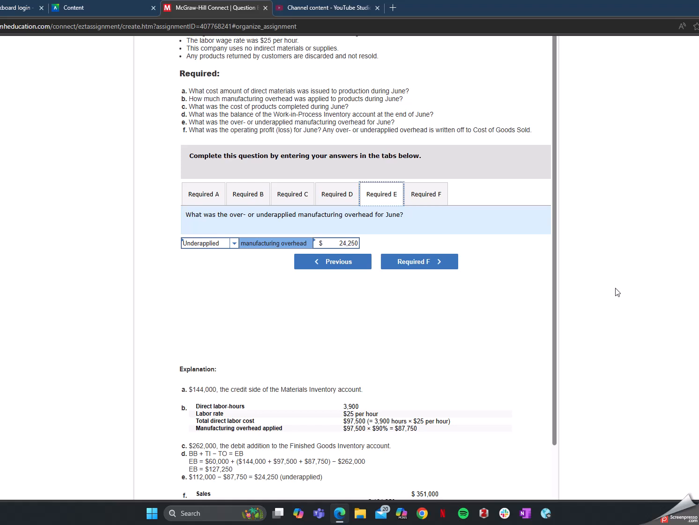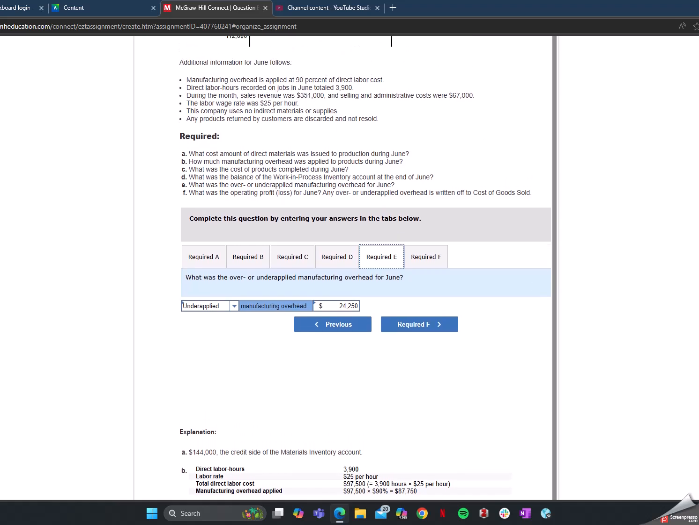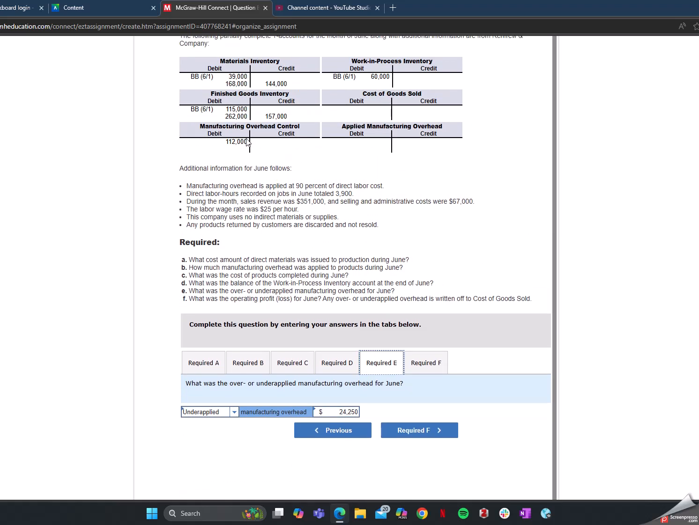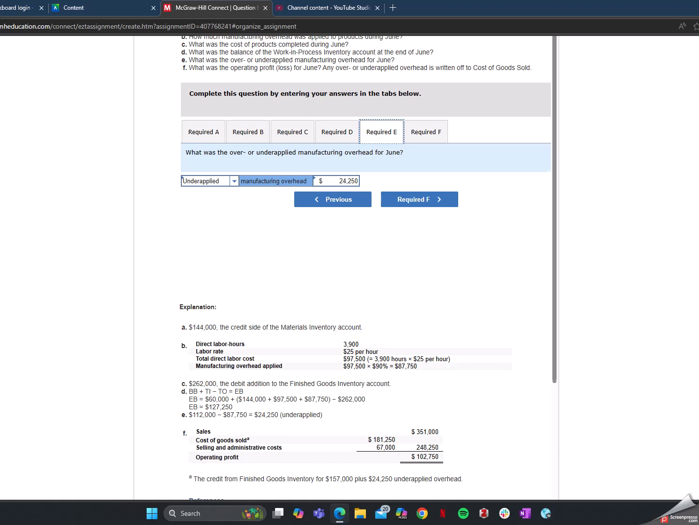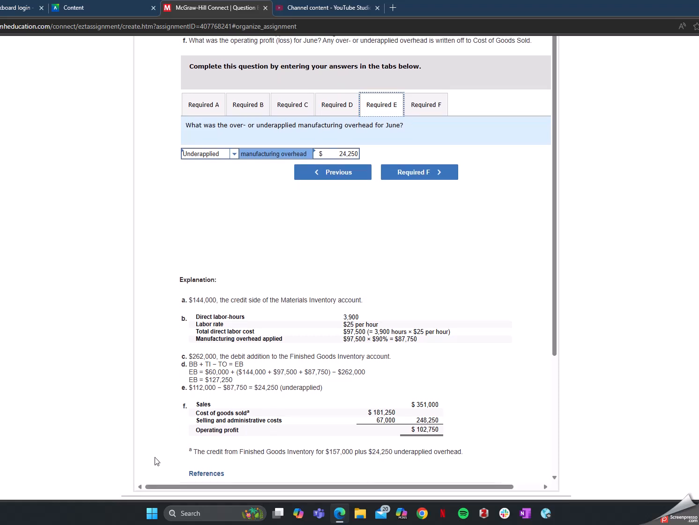Then E, what is our over or under applied overhead? We know that our actual is $112,000, and we know that we applied what was in B, which is $87,750. So the difference between those, our actuals were $112,000 and our applied was $87,750, so we're under applied by the difference.